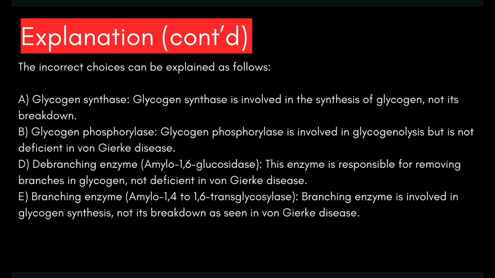A, glycogen synthase. Glycogen synthase is involved in the synthesis of glycogen, not its breakdown. B, glycogen phosphorylase. Glycogen phosphorylase is involved in glycogenolysis, but is not deficient in Von Gierke disease. D, debranching enzyme, amylo-1,6-glucosidase. This enzyme is responsible for removing branches in glycogen, not deficient in Von Gierke disease. E, branching enzyme, amylo-1,4-to-1,6-transglycosylase. Branching enzyme is involved in glycogen synthesis, not its breakdown as seen in Von Gierke disease.